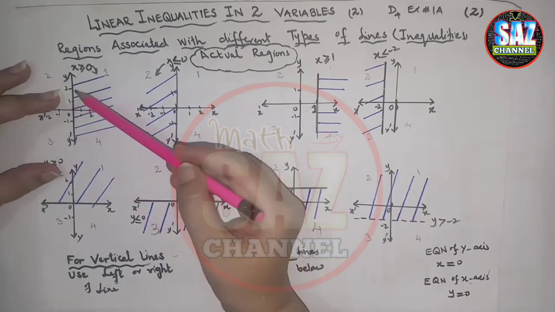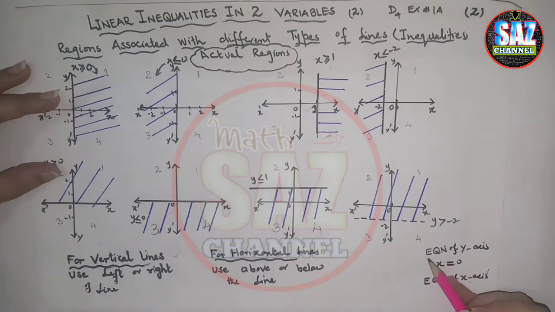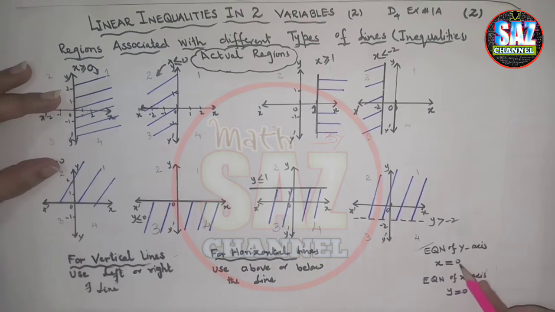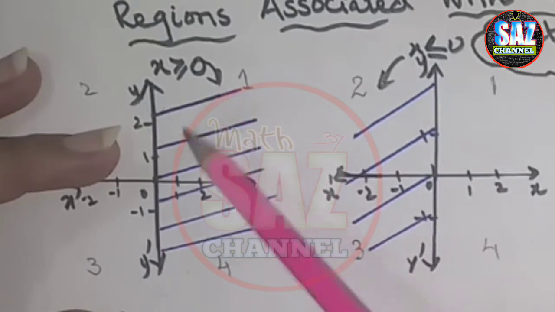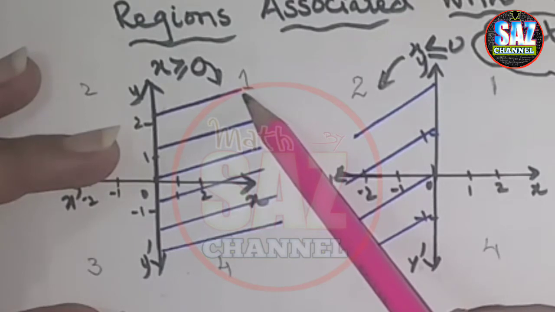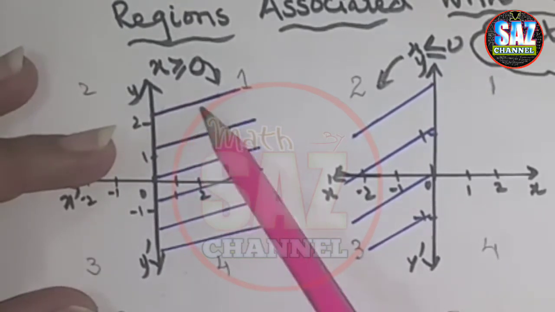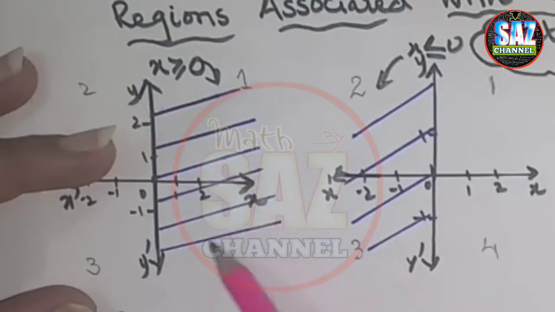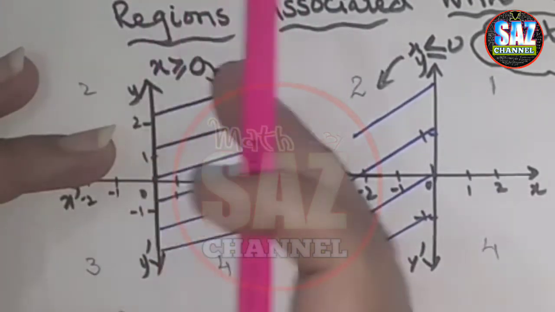We know that when any point is on the y-axis, its x value is 0 and the equation of the y-axis is x equals 0. When we need to plot x greater than or equal to 0, it means we need the positive values of x, and we know x values are positive in the first and fourth quadrant. So for this situation, for x greater than or equal to 0, we will be shading the first and fourth quadrant. It means towards the right of the y-axis.